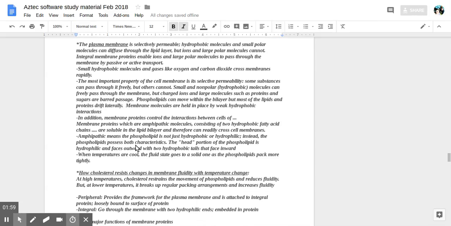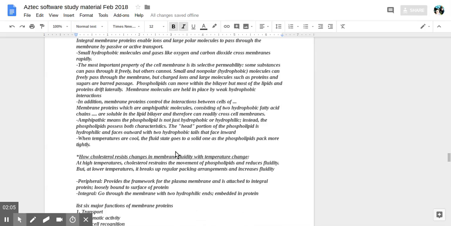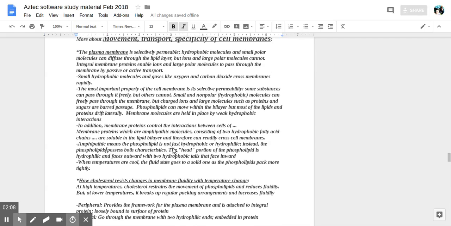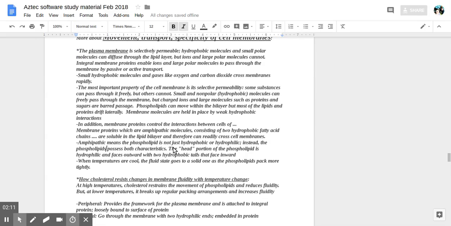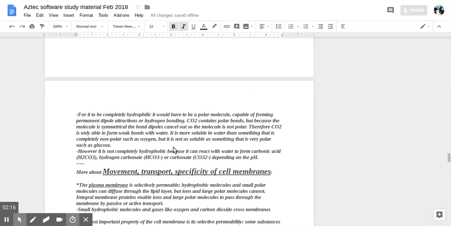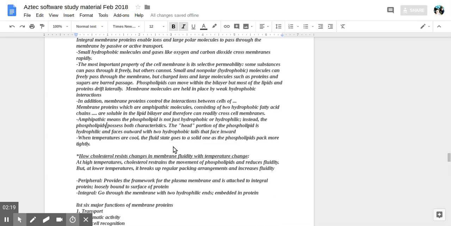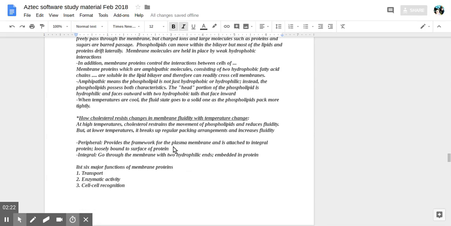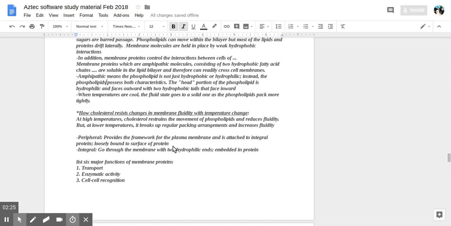When temperatures are cool, the liquid state goes to a solid one as the phospholipids pack more tightly. How cholesterol resists changes in membrane fluidity with temperature change: at high temperatures, cholesterol restrains the movement of phospholipids and reduces fluidity, but at lower temperatures, it breaks up regular packing arrangements and increases fluidity.